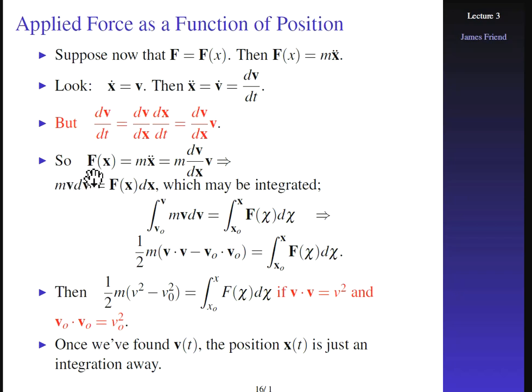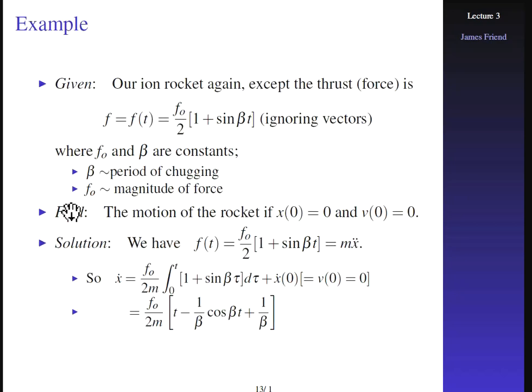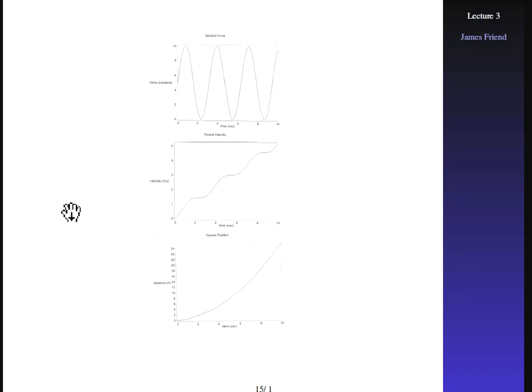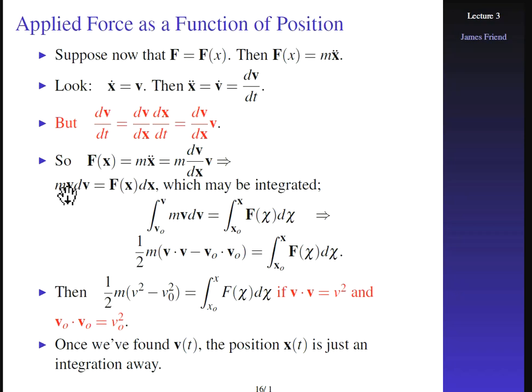So this force, which is a function of x, is equal to m x double dot. Let's replace it. So it's m dv/dx times v. Well, if we rearrange things, we can say that m dv times v, or mv dv, is equal to F of x dx. Notice that we have mv dv and F(x) dx.